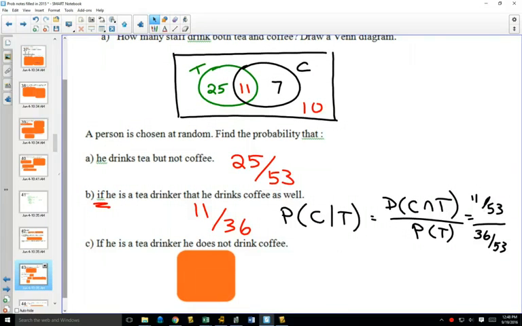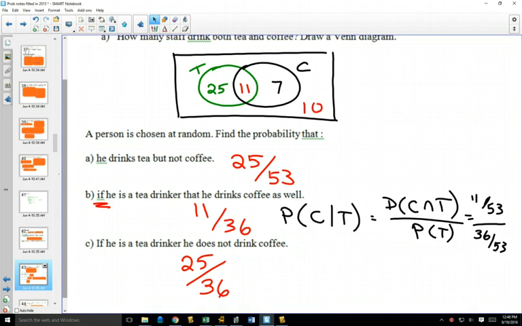Again, if he is a tea drinker, so you know that you're reduced to that circle out of 36. He does not drink coffee. Those would be the 25 out of the 36. So this first example is just getting us to see that what conditional probability does is it makes our sample space smaller. Because we're given a condition that means we can disregard other people. We know already it was a tea drinker, reduces our sample space from 53 down to 36.